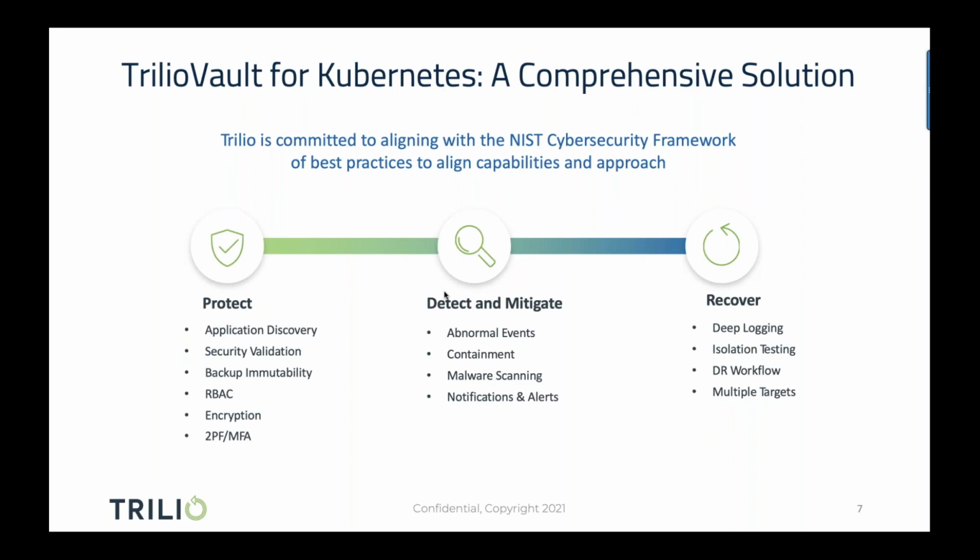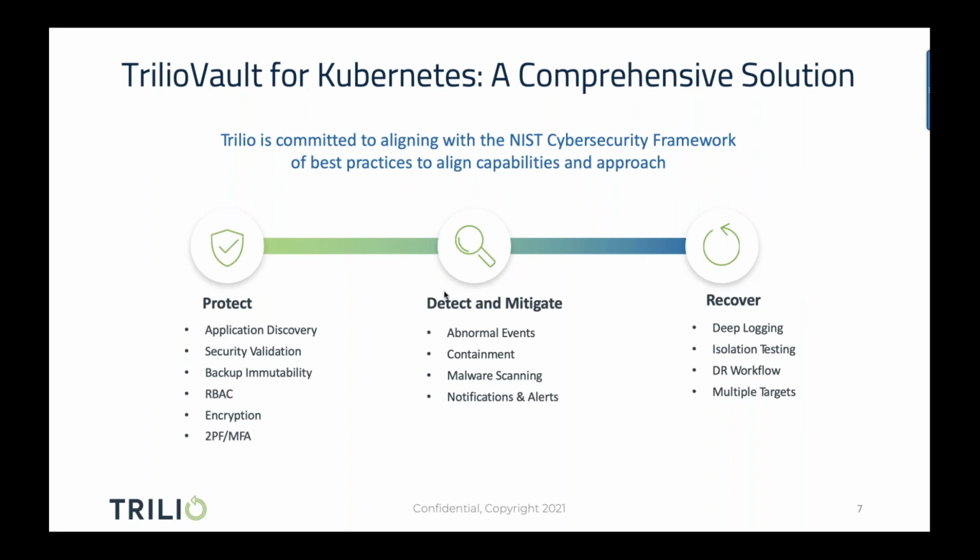Trilio already provides a disaster recovery workflow, which allows users to save their minimum viable business that they want to restore in case of a disaster. Now, the disaster can be a security disaster like ransomware, or it could be an outage as well. But this workflow allows you to restore everything in one shot, back up again.